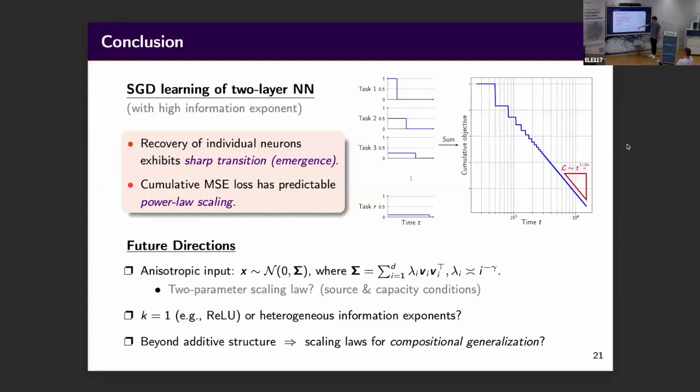For low information exponent, my conjecture is that now you have to deal with timescale separation. In the beginning of training, you'll be dominated by the low information exponent part, and that's going to collapse all the neurons into one direction. After that, the high information exponent part will start to matter, and you might see something similar.